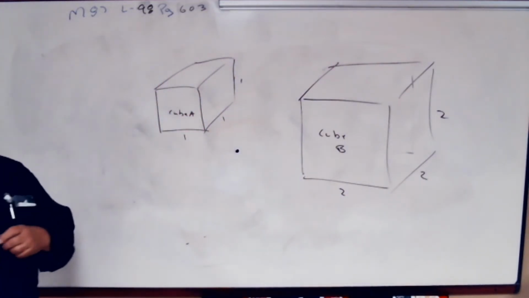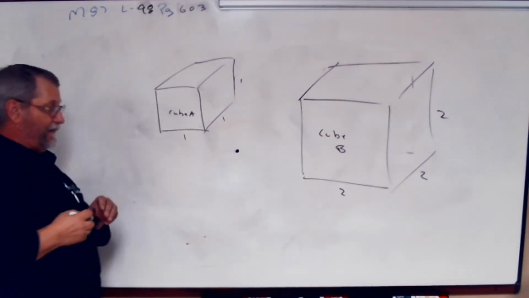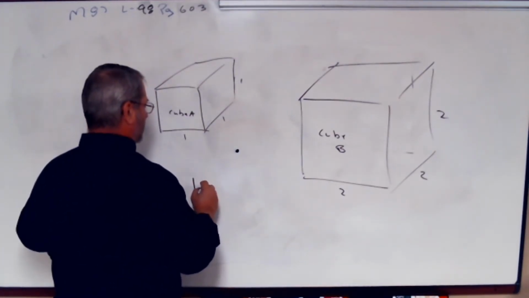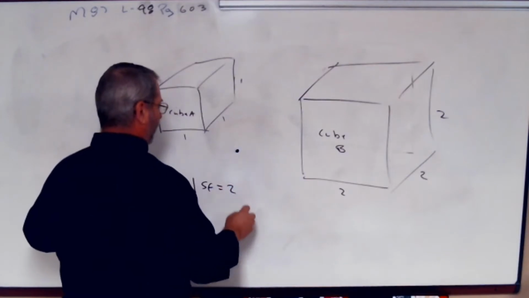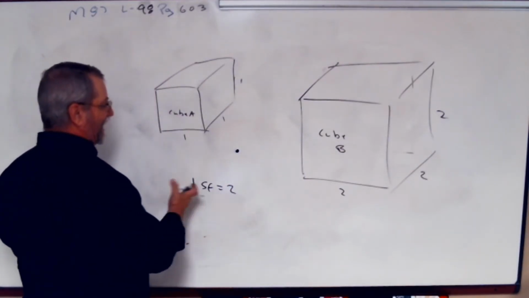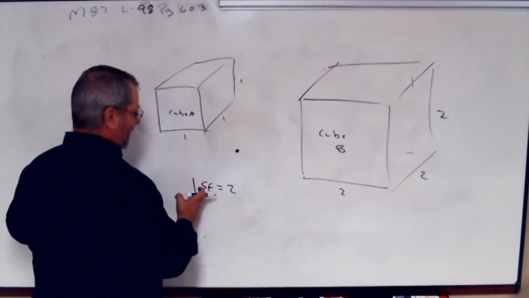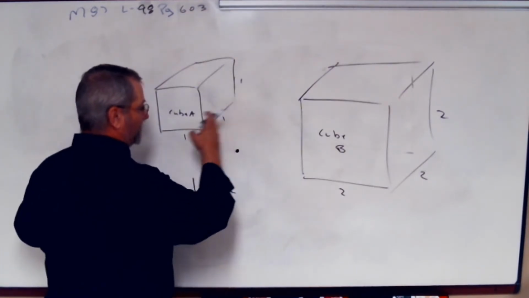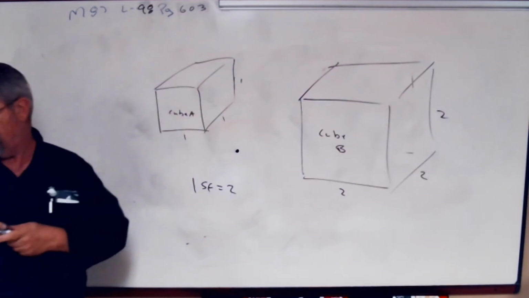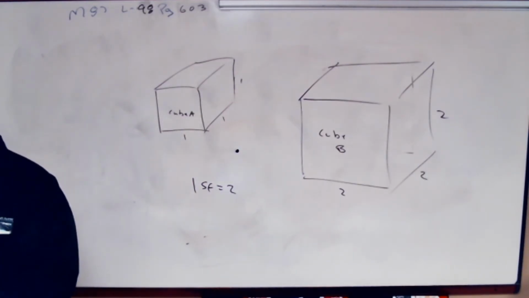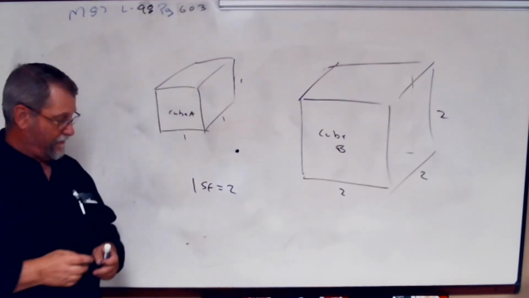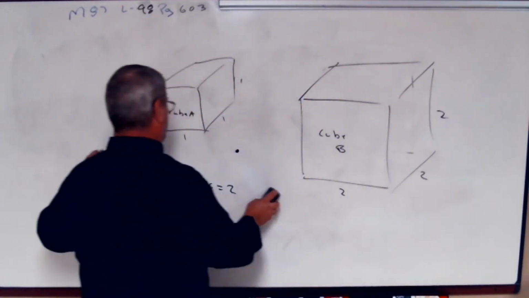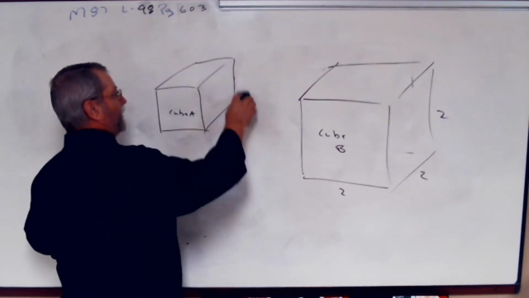Okay, so now our scale factor from one to the other, okay? 1 times scale factor equals 2. Okay, so the scale factor is 2. 1 times 2 is 2, 1 times 2 is 2, 1 times 2 is 2. Wow. Let's do this. Let's just change some numbers on here.